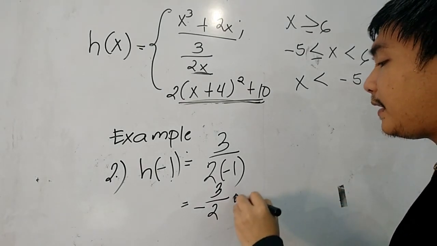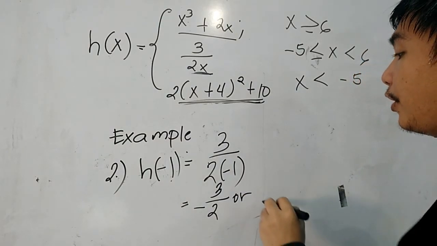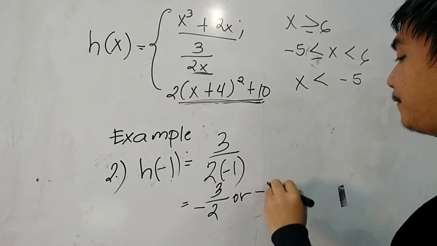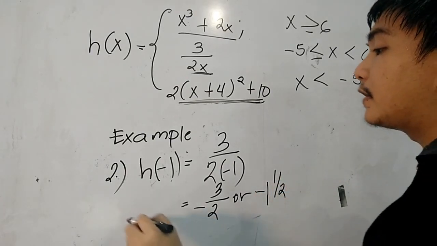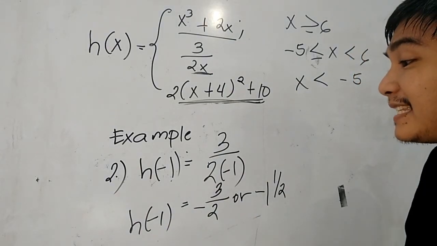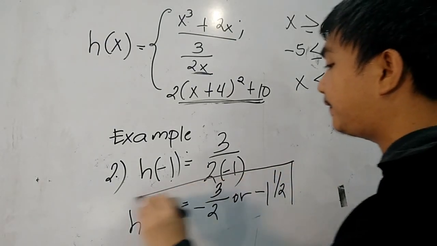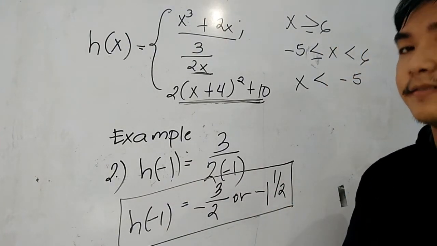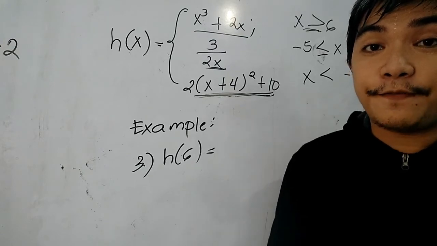So the answer is negative 3 over 2, or pag-change natin siya sa mixed number, we have negative 1 and 1/2. So the value of the function 3 over 2x when x is equal to negative 1 is negative 3 over 2 or negative 1 and 1/2. Easy. For our last example, what if the value of x is equal to 6?